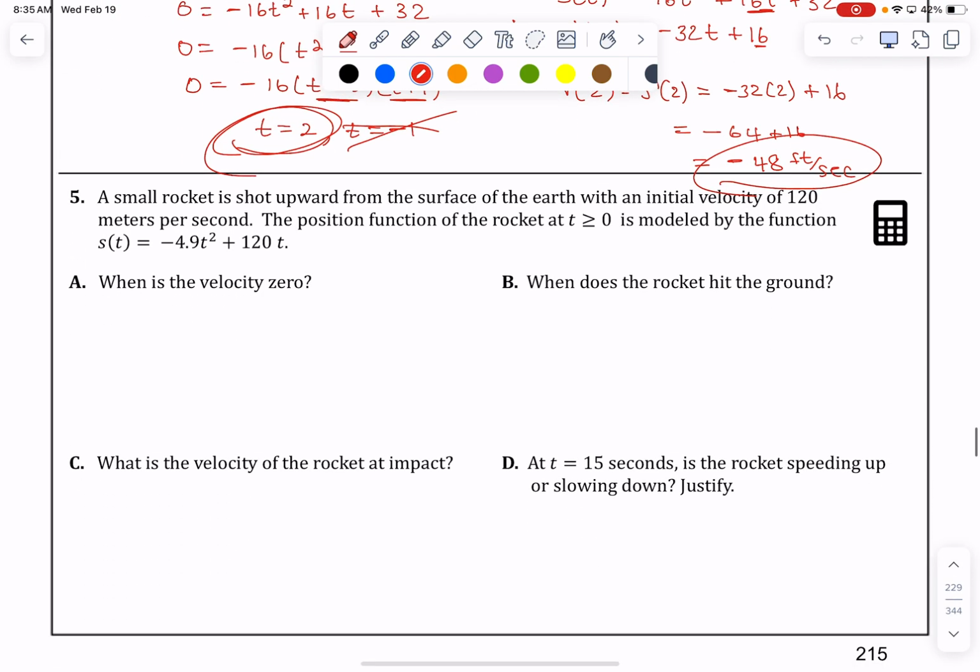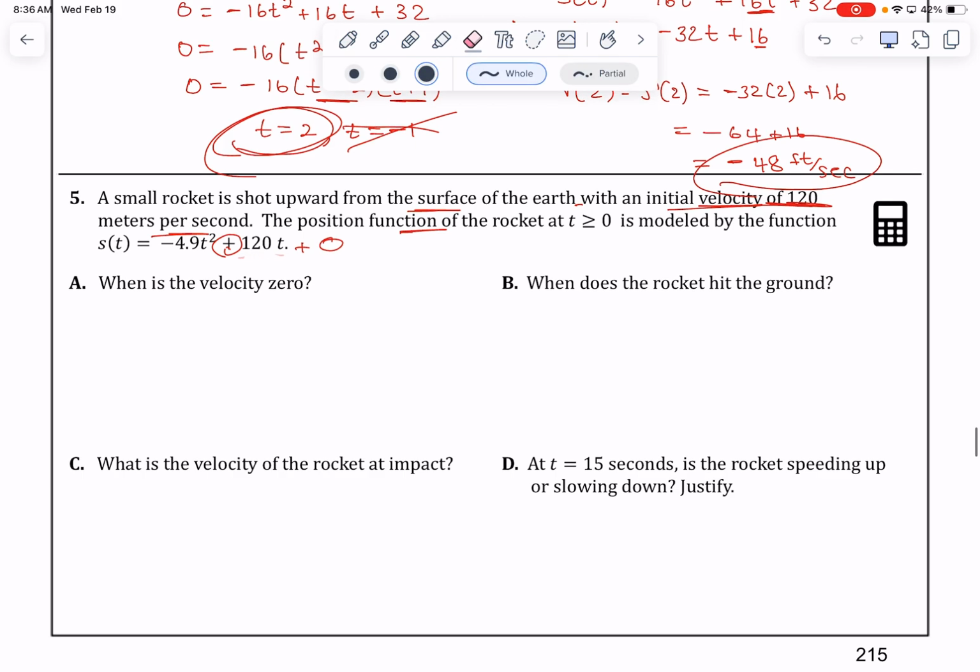Down. Number 5, a small rocket is shot upward from the surface of the Earth with an initial velocity of 120 meters per second. So there's where that v naught t is. See that 120? Shot upward, and it's positive, so it's upward. The rocket goes up, up, and away. That's why it's positive 120. By the way, where's the constant? Why is the constant 0? Where's the rocket shot from? The ground. You're shot from the ground, so that's why there's no initial height. So the initial height is 0.